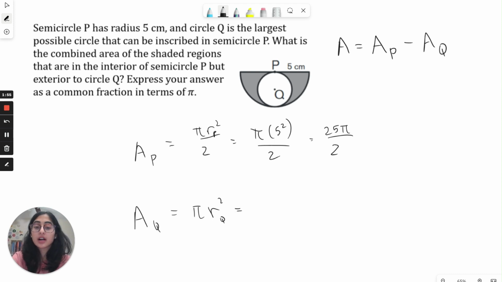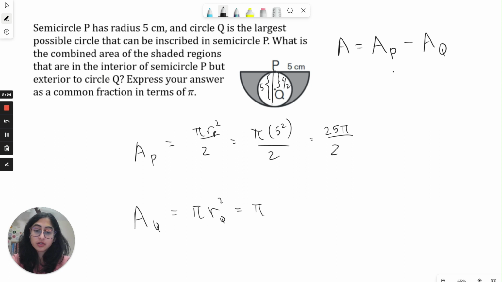But what about the radius of circle Q? Well, it doesn't tell us this specifically, but what we do know is that this right here is the radius of P, because remember, the radius goes around, it goes down. This is also the radius of P. So if this entire thing, the diameter of circle Q, is the radius of P, that means the diameter of circle Q is 5 centimeters, which means the radius of circle Q is half of that. It's 5/2 centimeters.